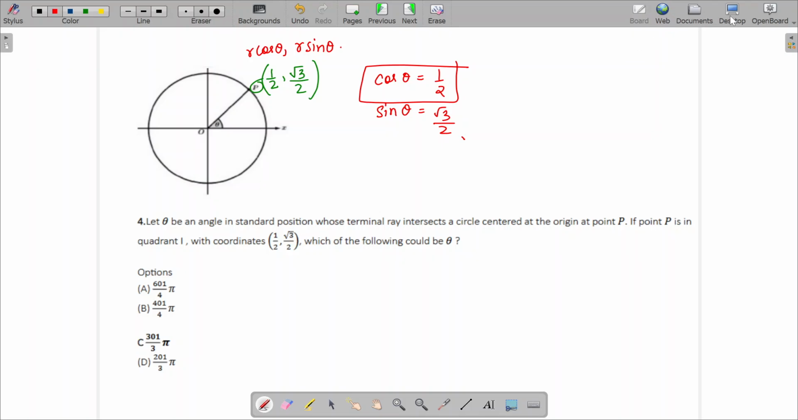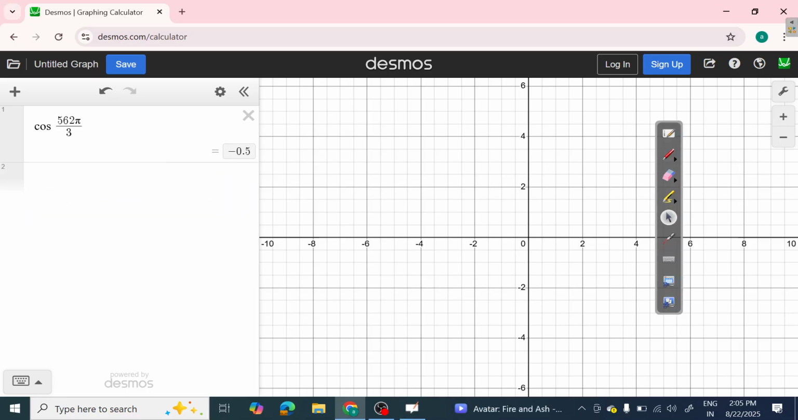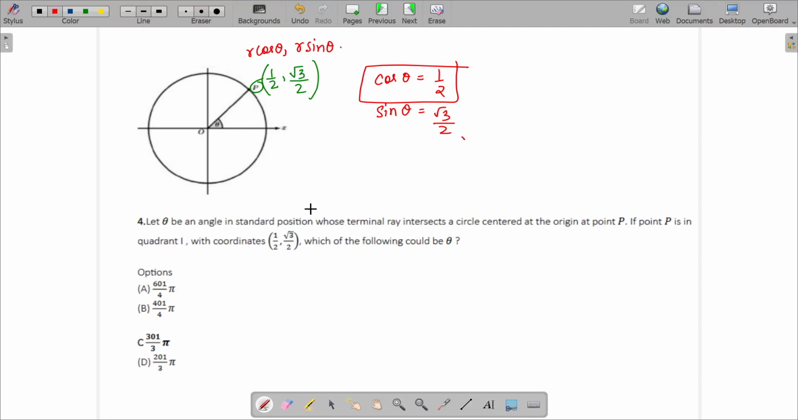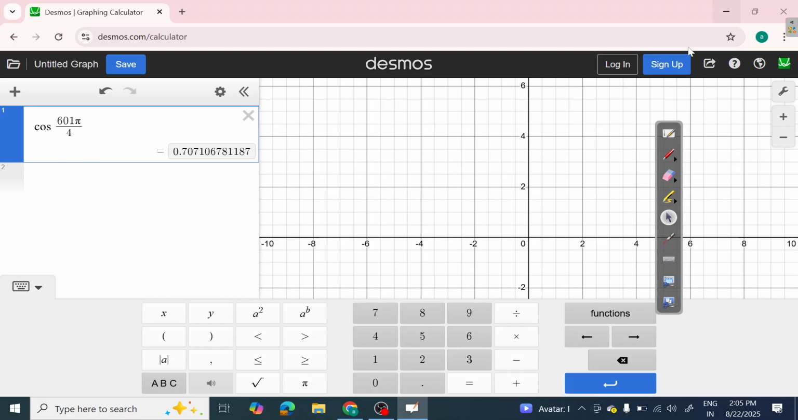Six-oh-one pi over 4. Are you getting the answer? Are you getting half? No. Half means 0.5, right? Now let's check the other, 401 over 4. Again, you are not getting half.